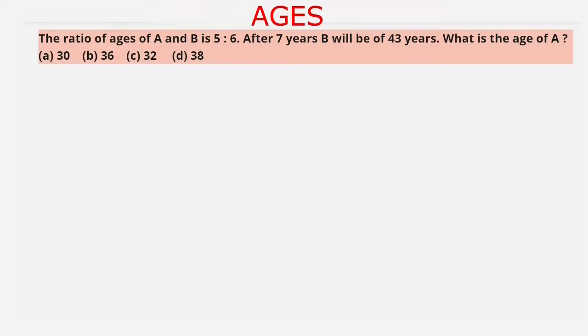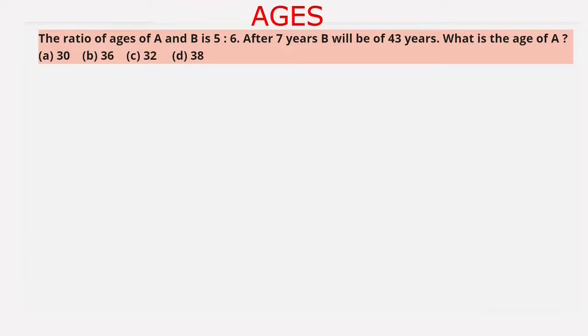Now we solve it by the second method. It is given that after 7 years, B will be 43. So what is the age of B at present? Is 36. 43 minus 7 is 36. And if 6 is equal to 36, therefore, what is the value of 5? 5 is 30 and it is option A.